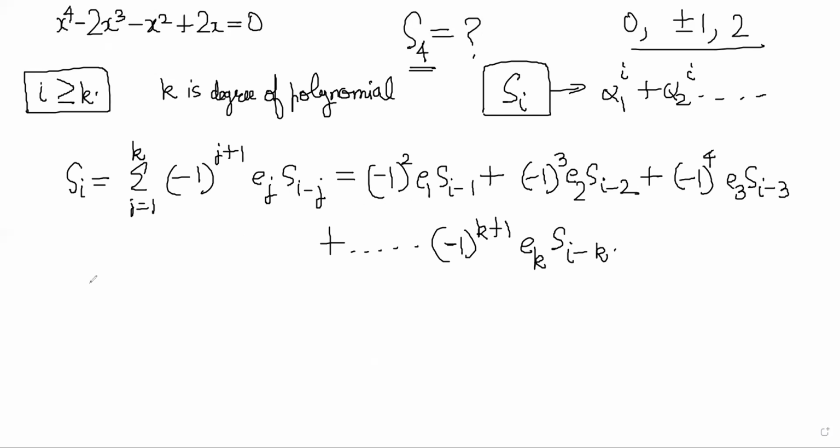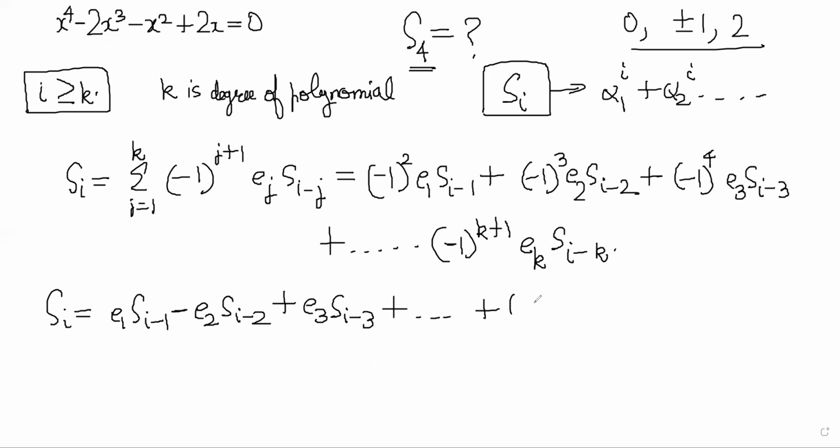So let's simplify it a little more. You'll see a pattern. This is plus 1. So it is E1 Si minus 1 minus E2 Si minus 2 plus E3 Si minus 3 and so on till minus 1 to the power k plus 1 ek Si minus k.